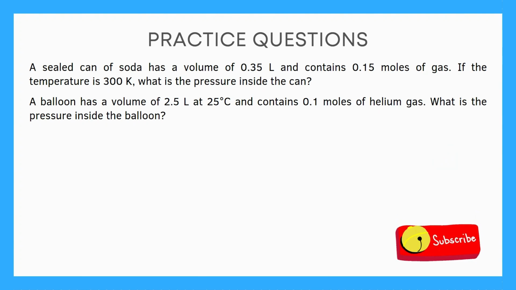So, having said that, here are some practice questions that I'd like you to try your hands on and comment the answers in the comment section below. I'd be more than willing to receive them and reply, and we'll move on together. The first practice question says a sealed can of soda has a volume of 0.35 liters and contains 0.15 moles of a gas. If the temperature is 300 Kelvin, what is the pressure inside the can?